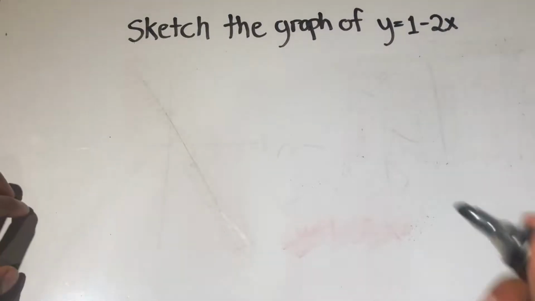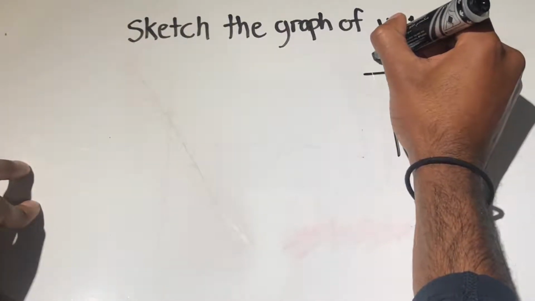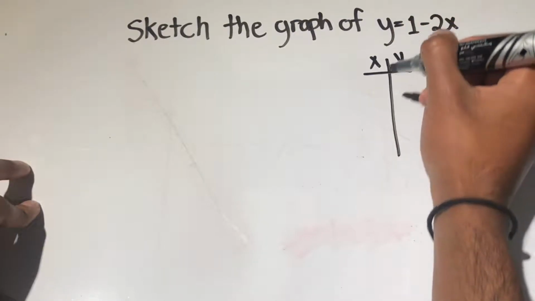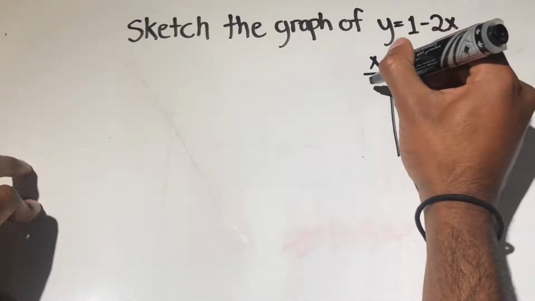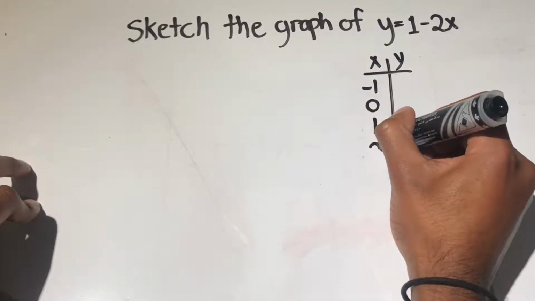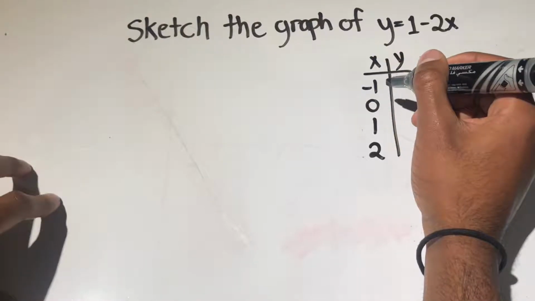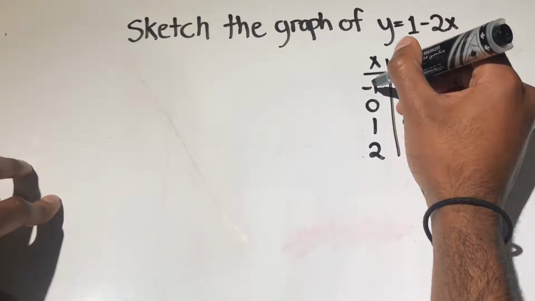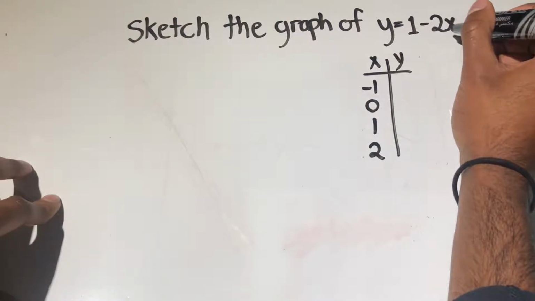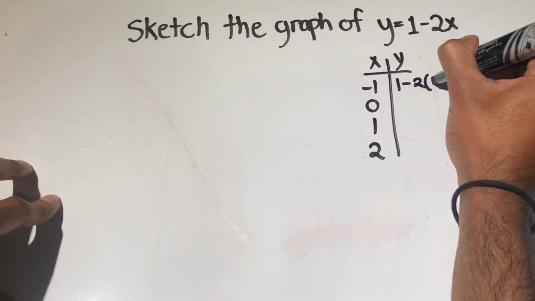So let's get started. Here's our table. We have x and y. Personally, I like to start with -1 and then work my way up to 2 just to see how the graph behaves on the negative side of the coordinate system. Now taking -1, plugging it in for x, we get 1 minus 2 times -1.